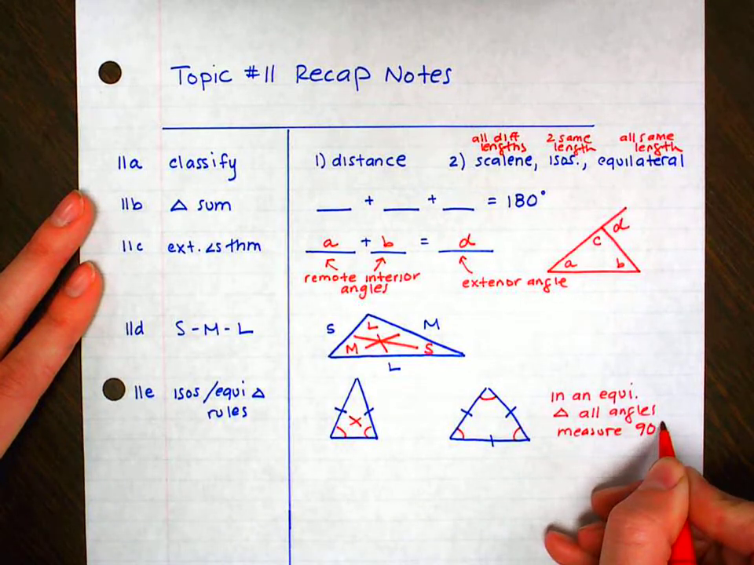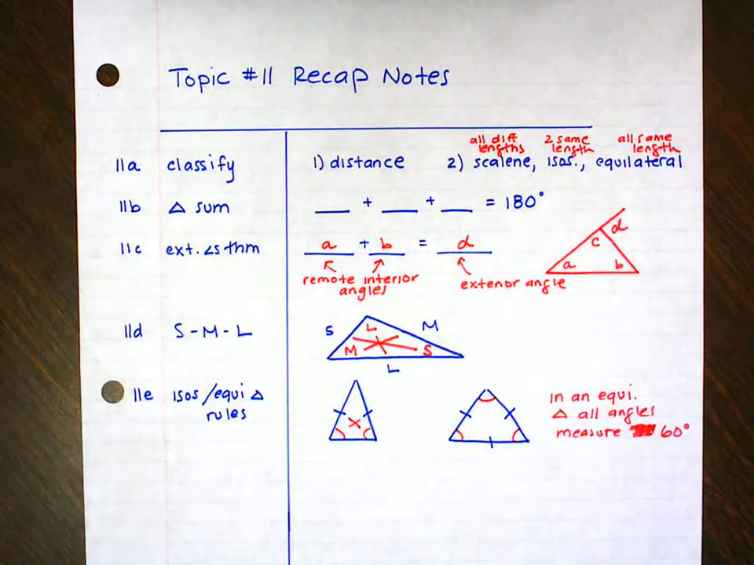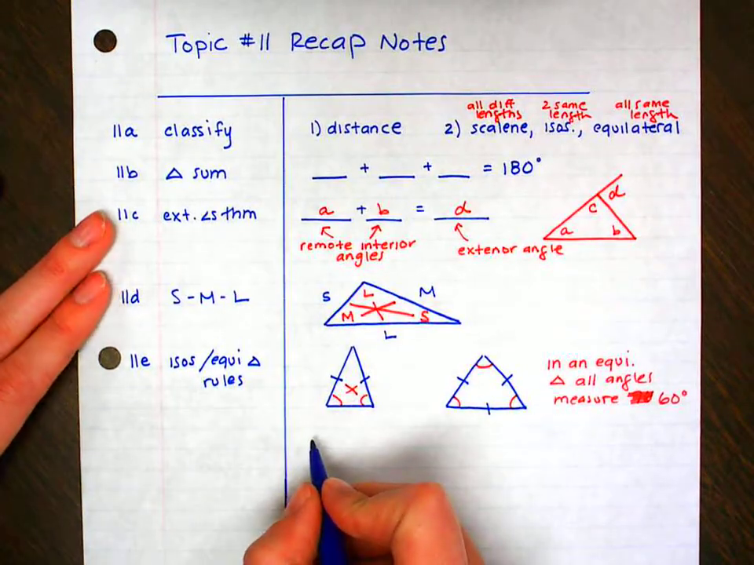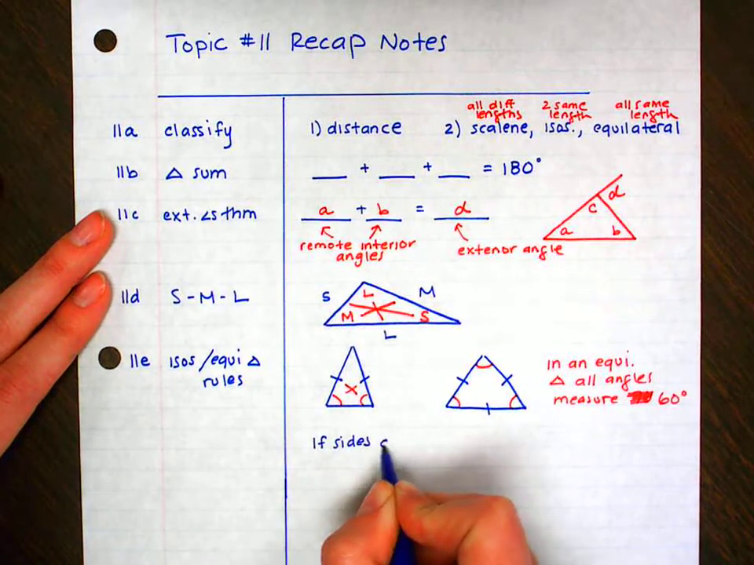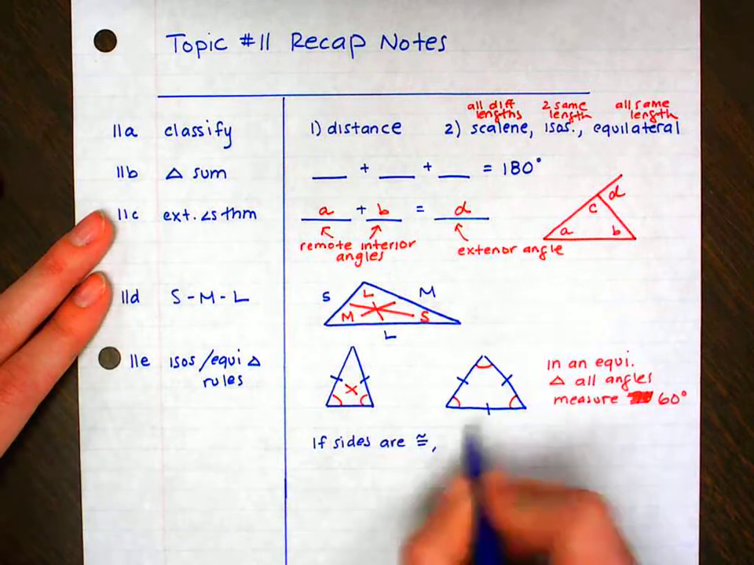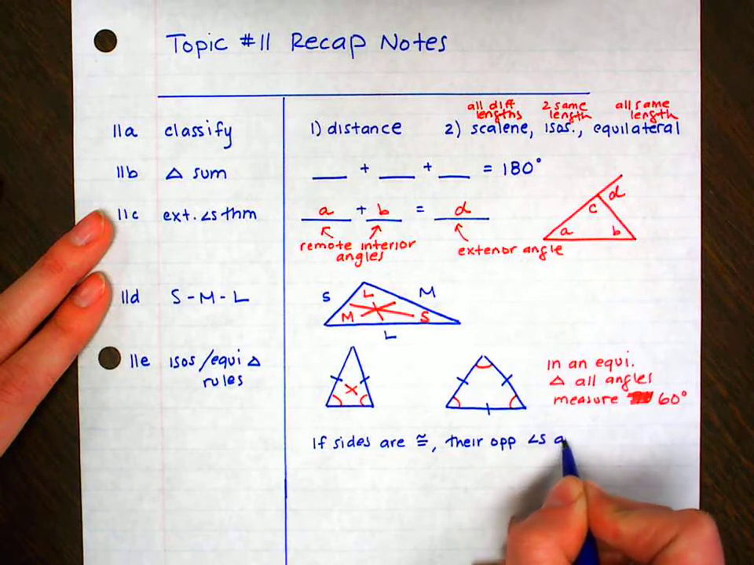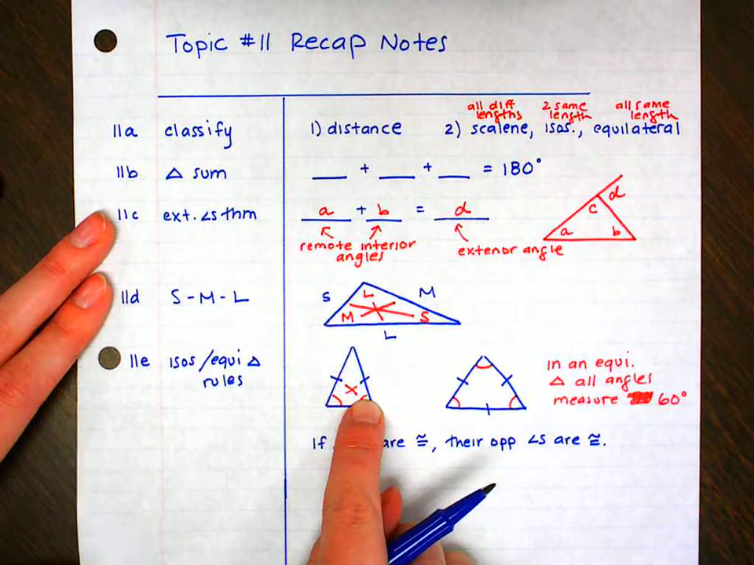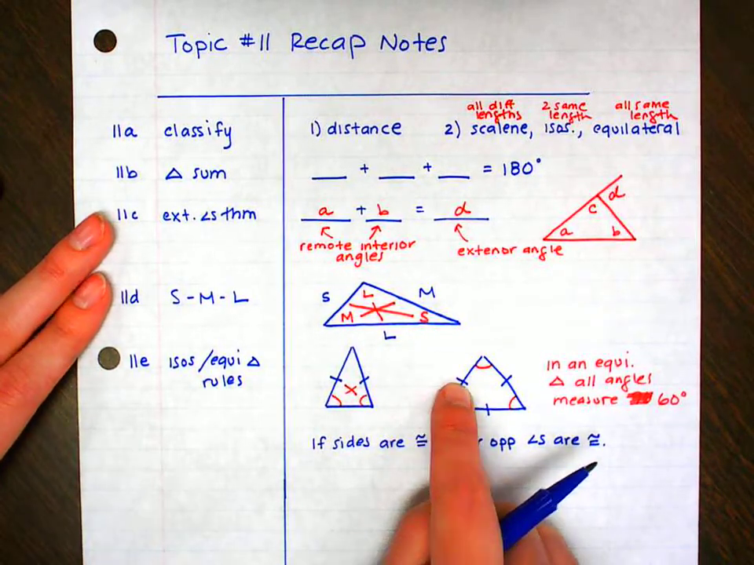Oh, I just wrote 90. 60 degrees. So in an equilateral triangle, all angles measure 60 degrees. Okay. So if I could recap that, it would be like this. If sides are congruent, their opposite angles are congruent. These two sides were congruent, so their opposite angles were the same size. These three sides were congruent, so all three angles were congruent, which made them all 60 degrees.